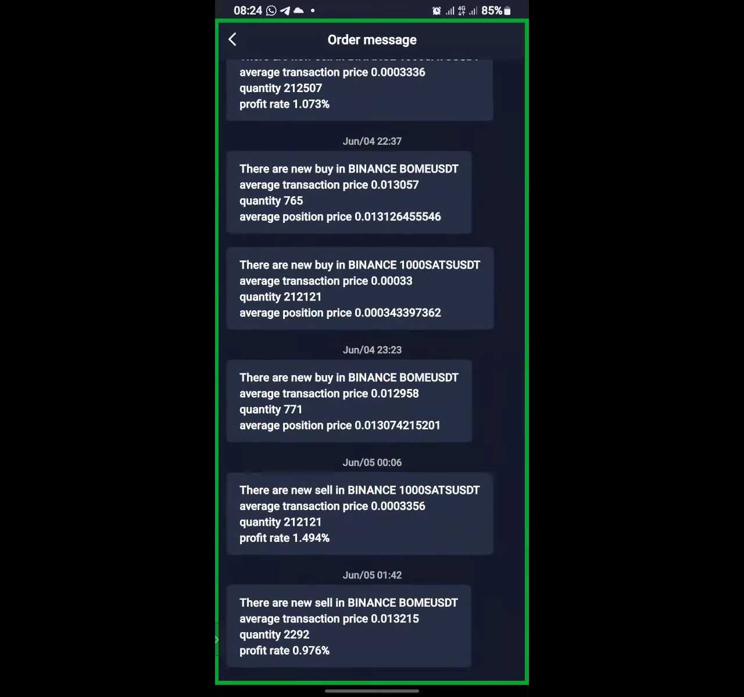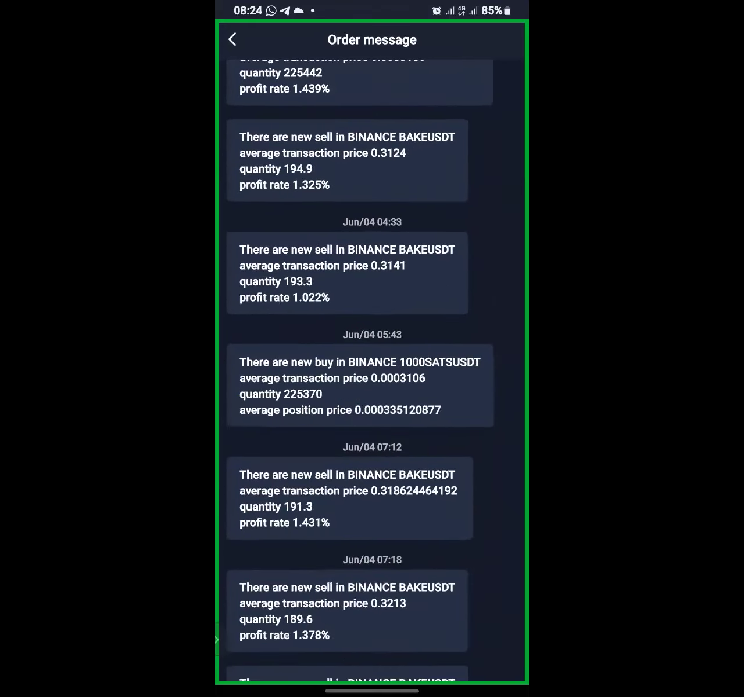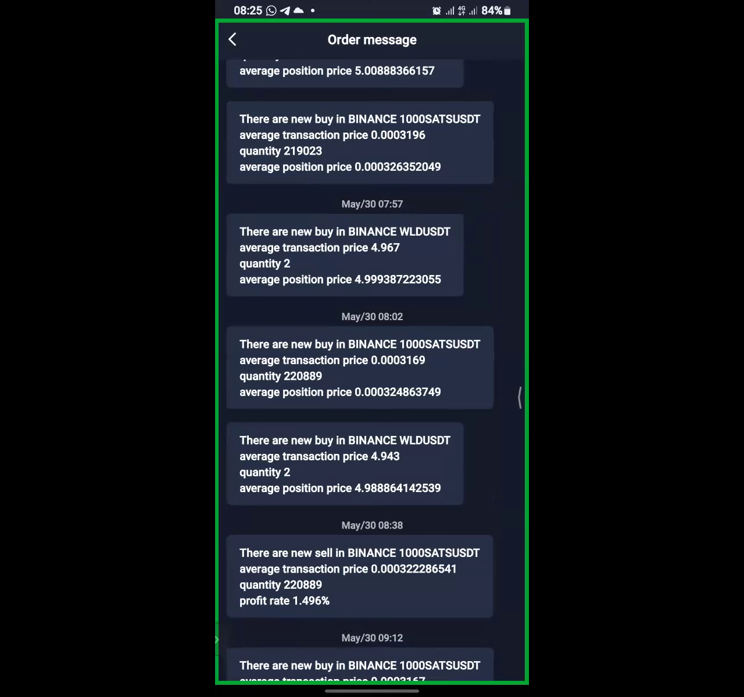So with sub positions, you will experience a lot of them. Each and every minute you'll see buy, sell, buy, sell, according to your capital. So it's a lot. The order message is a lot.